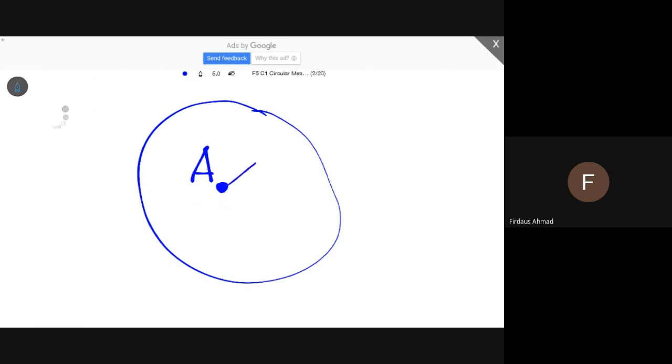Okay, if I draw a line from the center of the circle, menyentuh ukur lilit bulatan, what do we call it? Jejari. Yes, very good. Radius or jejari, bagus. Okay, R or J lah, kita guna simbol dia.